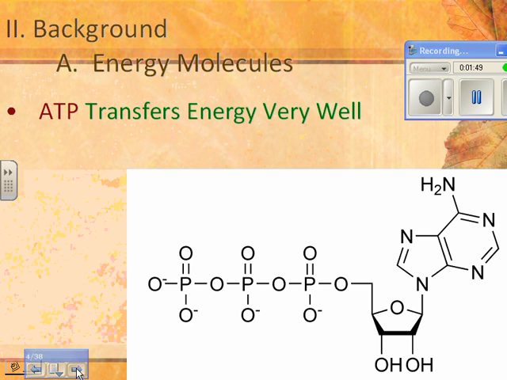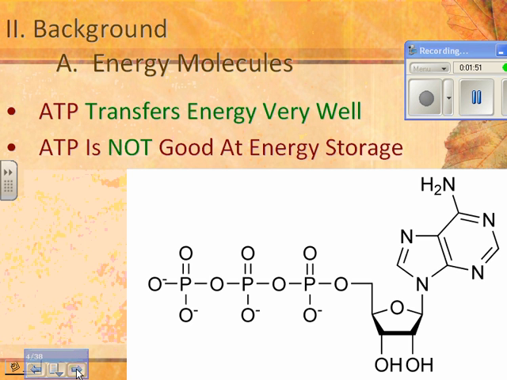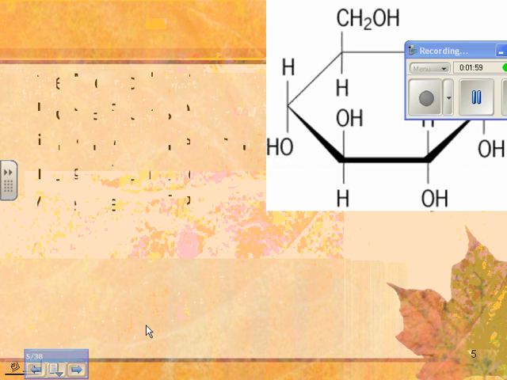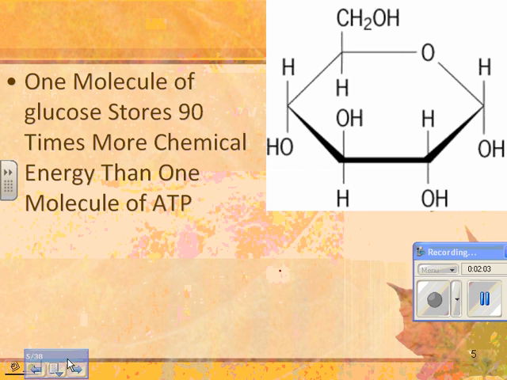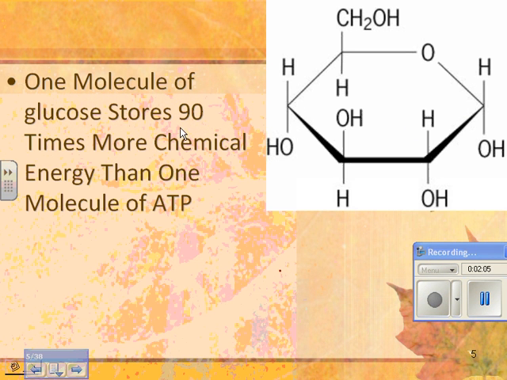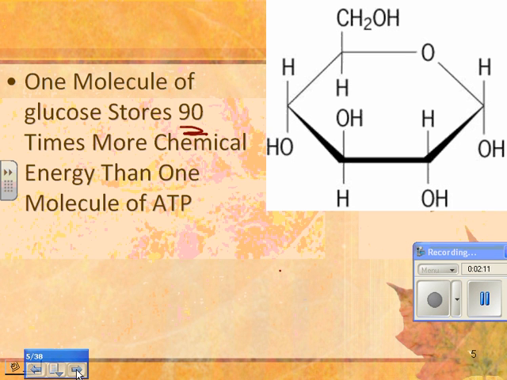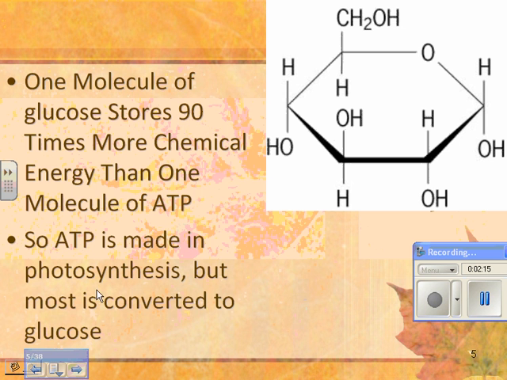So we talked about this in a unit ages ago. ATP is not very good at energy storage, though. So you can't just be a plant and make lots of ATP and be done with it. What you have to do is store it short term as glucose and then longer term as starch. So one molecule of glucose stores 90 times the chemical energy as one molecule of ATP. ATP is pretty unstable, so it's really good for very, very short-term energy. So ATP is made in photosynthesis, but most of it's converted into glucose.